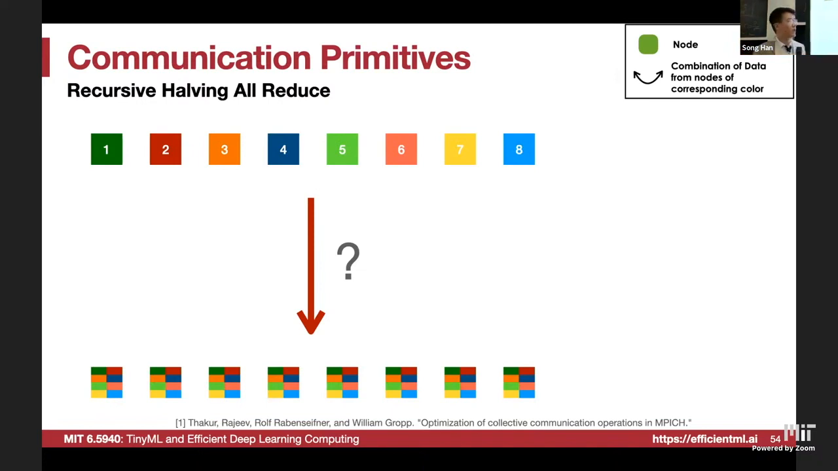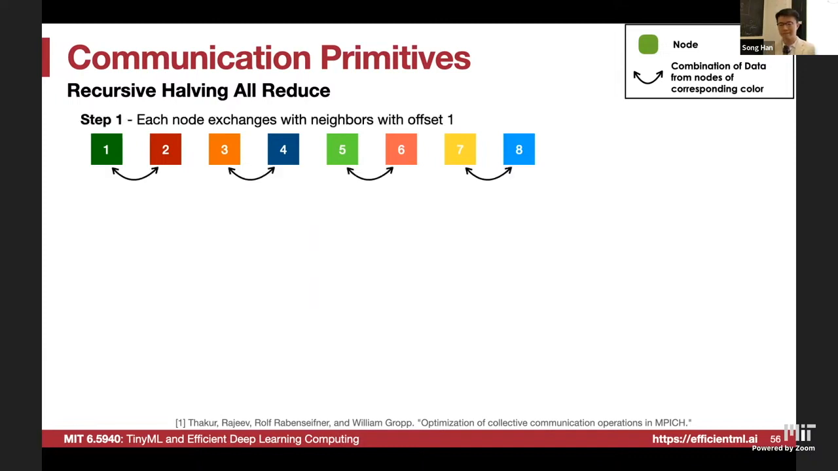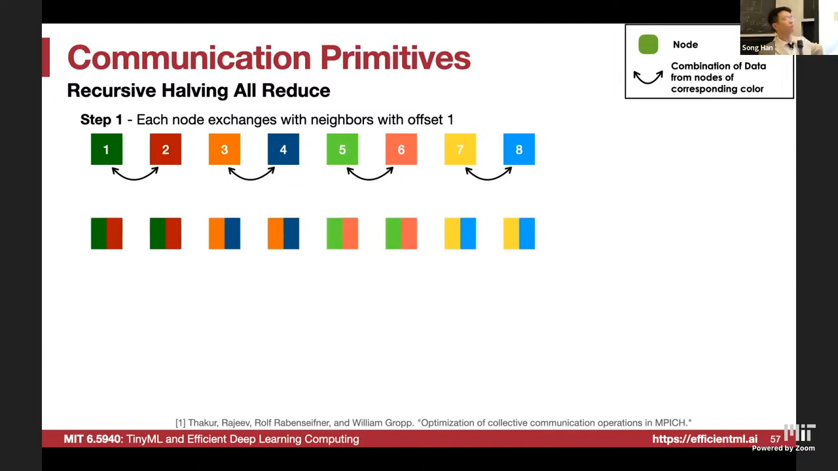So let's see, do we have some more advanced technique? Actually, there's a new technique called recursive halving or reduce. What it says is that in this case, we have 8 nodes. Can we do some tree structure to have some log time complexity? Actually, we can achieve that. In the first step, each node exchanges information with its neighbor offset by 1. So 1 and 2 exchange information with each other, so both of them have each other's information, green and red. And 3 talks to 4, 5 talks to 6, mingle the colors, 7 talks to 8.